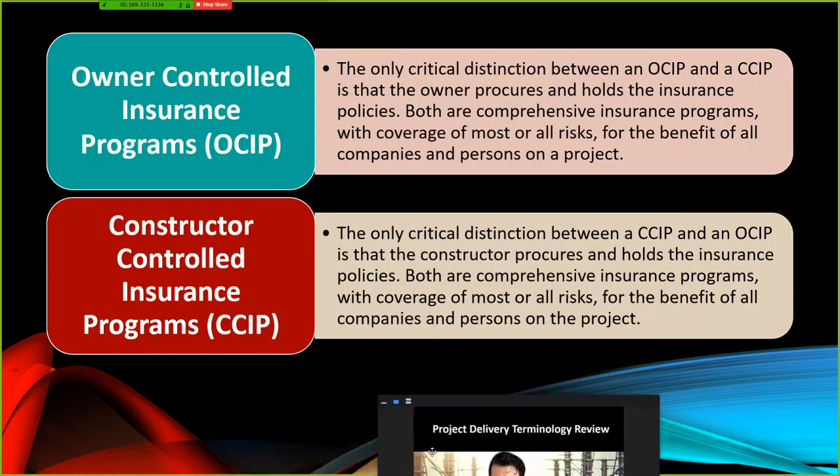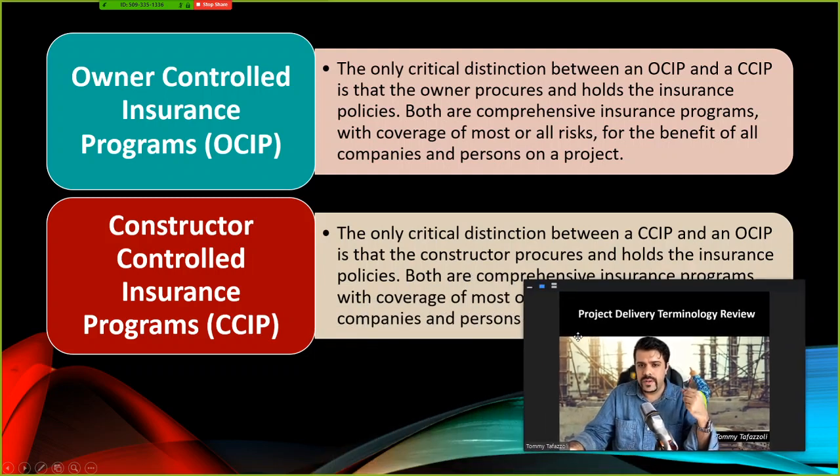So we already talked about this one. This is a review. Owner-controlled insurance program, or OCIP. The only critical distinction between an OCIP and a CCIP, which is constructor-controlled insurance, okay, is that both of them are comprehensive insurance programs that cover a lot of risks to the project, okay, for the benefit of all companies and persons that are involved in a project, okay.